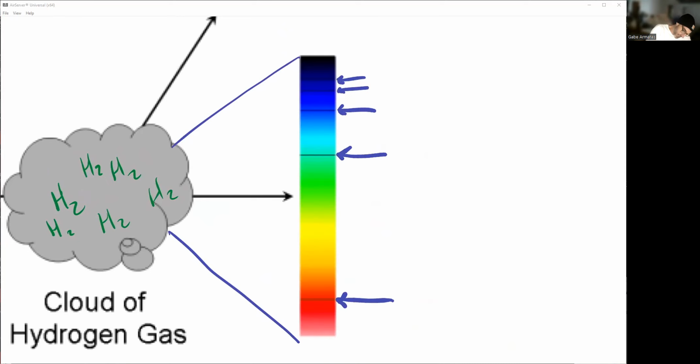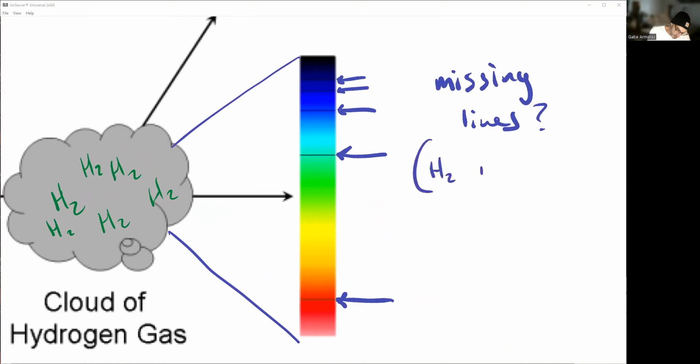So these missing lines tell us something is going on. What ultimately is happening is hydrogen is absorbing the light. But more importantly, the hydrogen is absorbing very specific wavelengths of light. Hydrogen will always do this. It will always absorb these very specific wavelengths of light. And so as chemists, we're like, what is going on here? Why do we see these gaps missing? And what is hydrogen doing here?